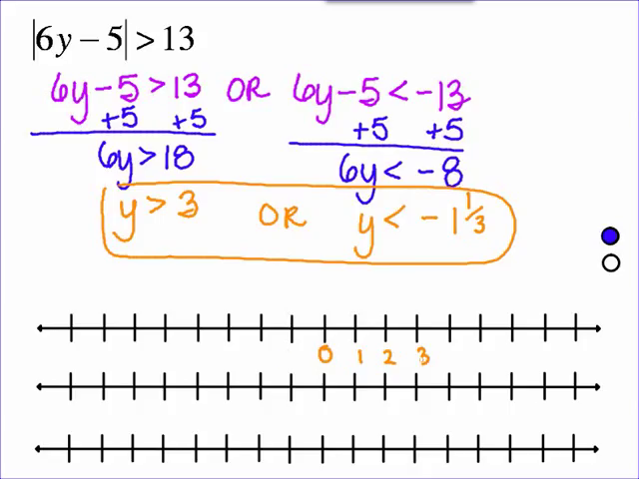So you could go ahead and write out 3 number lines if you choose. You wouldn't need to in this case if you already have that down. Greater than 3 means you're going to have an open circle at 3 and you're going to shade to the right. And then the next one, y is less than negative 1 and 1/3. You're going to have an open circle at negative 1 and 1/3. And then you're going to shade to the left. So hopefully you're getting the hang of these things. Okay, do we have any questions? Something that's not quite making sense?